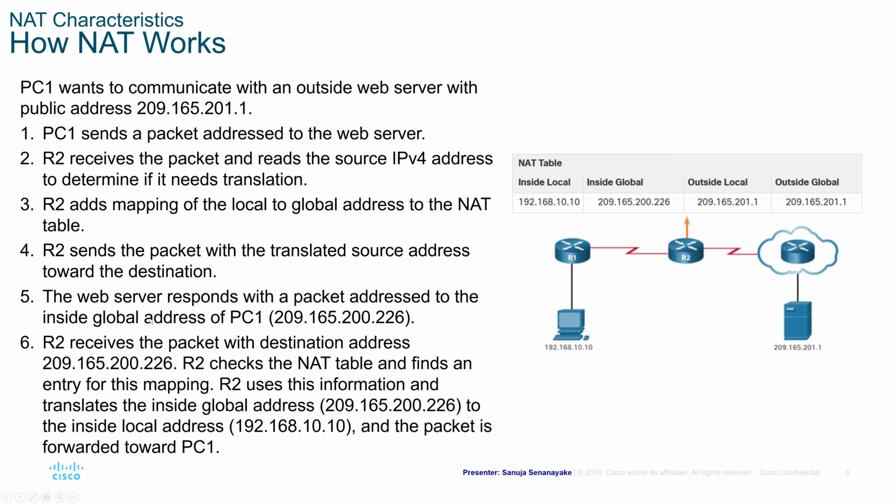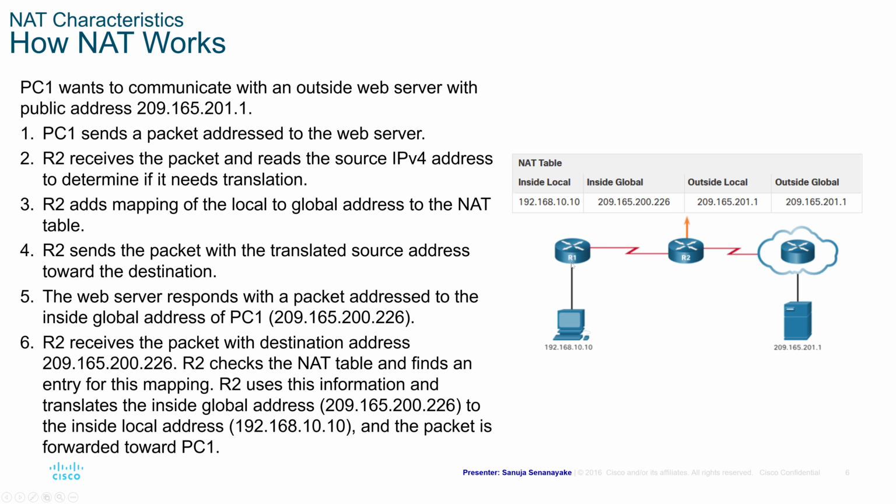The web server responds with a packet addressed to the inside global address of PC1, which is 209.165.200.226. R2 receives the packet with the destination address 209.165.200.226. R2 checks the NAT table and finds an entry for this mapping. R2 uses this information to translate the inside global address 209.165.200.226 to the inside local address, which is 192.168.10.10, and the packet is forwarded towards PC1.